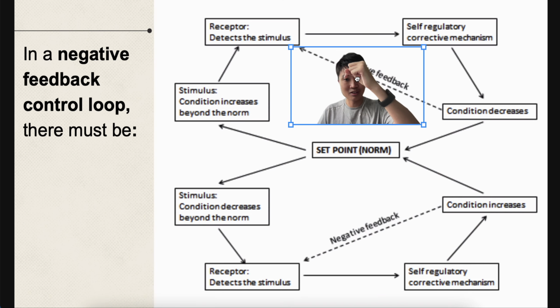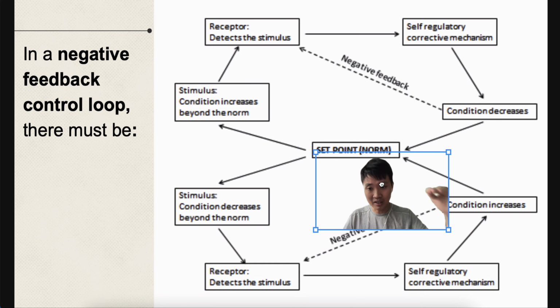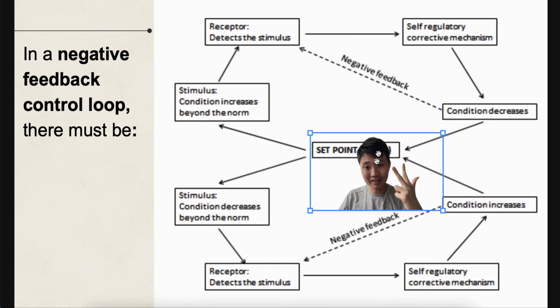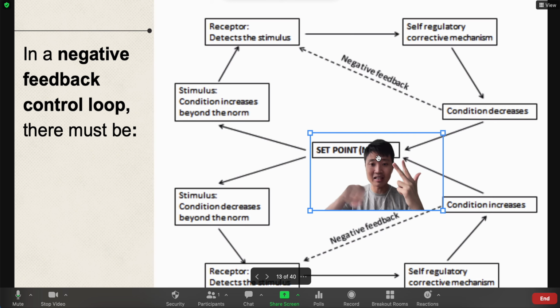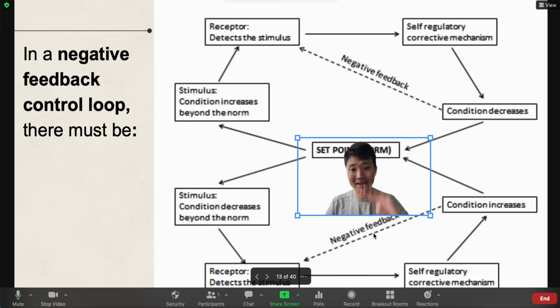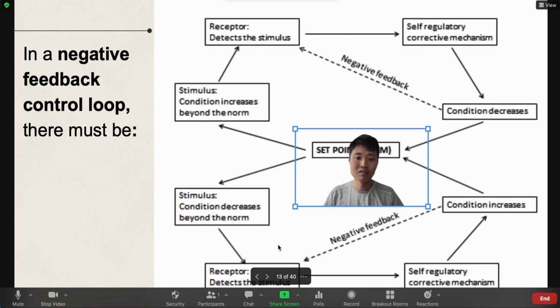Then if the condition increases, the condition will decrease. Basically, bring it back to normal. Okay, so stimulus, receptor, self-regulatory corrective mechanism. That means the processes that happen to bring it back to normal. And last but not least, number 4, negative feedback.